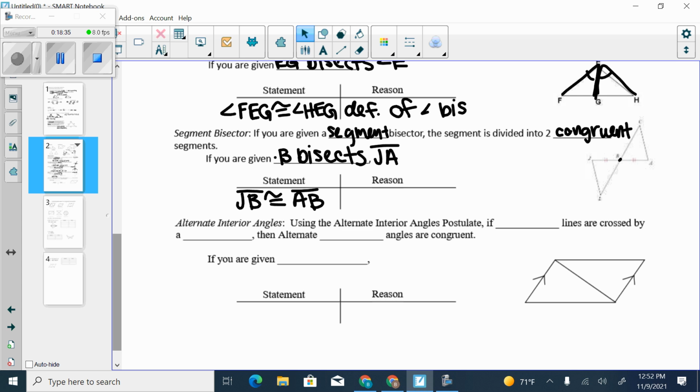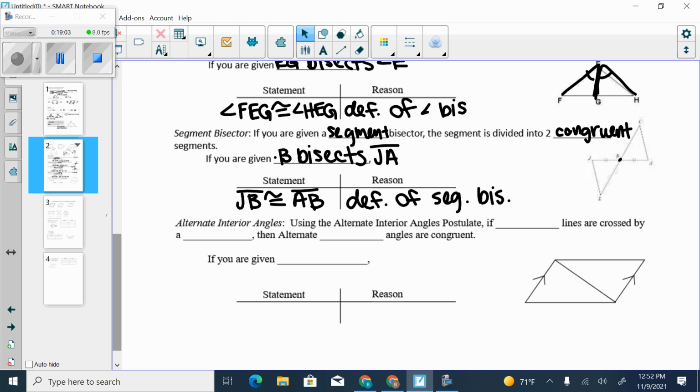And we only know that that's true because we know the definition of what a segment bisector is. So the reason behind it would be definition of segment bisector. Alright, and then the last one is those alternate interior angles.